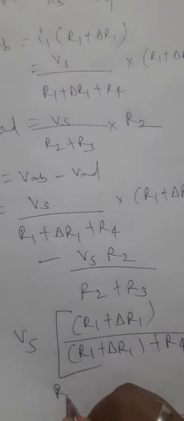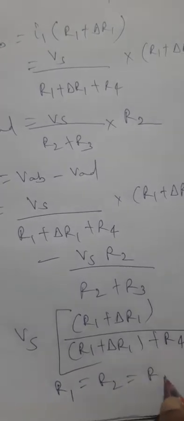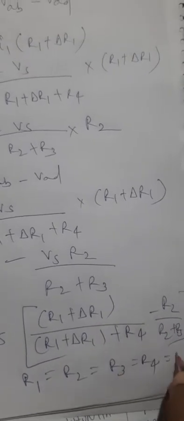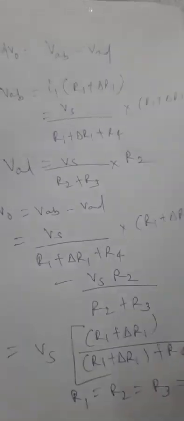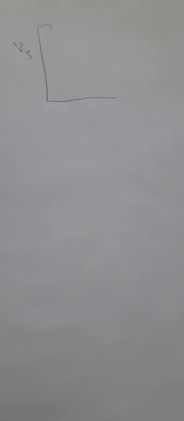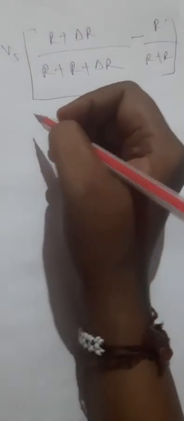So we have assumed that initially the unstrained resistances R1, R2, R3 and R4 are all equal, and let that be R. So what will be this dV0 value? dV0 equals V supply into R plus delta R divided by R plus delta R plus R, minus R divided by R plus R. So V supply into R plus delta R divided by 2R plus delta R, minus R by 2R, which is half.